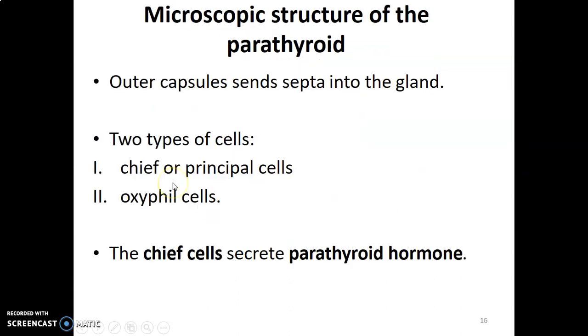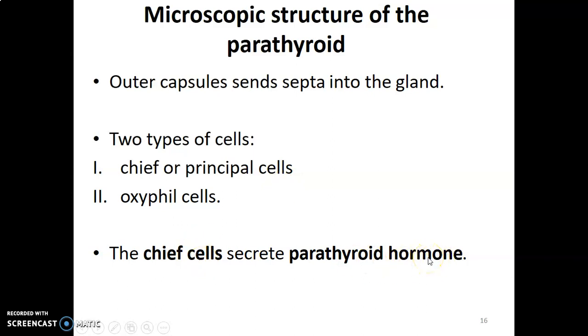Okay. So microscopic structure, it also has a capsule that sends in septa into the gland. The septa is carrying neurovascular structures, and you have 2 types of cells in the parathyroid gland. You have the chief or principal cells that produce parathyroid hormone, and you have the oxyphil cells. So the chief or principal cells produce parathyroid hormone.